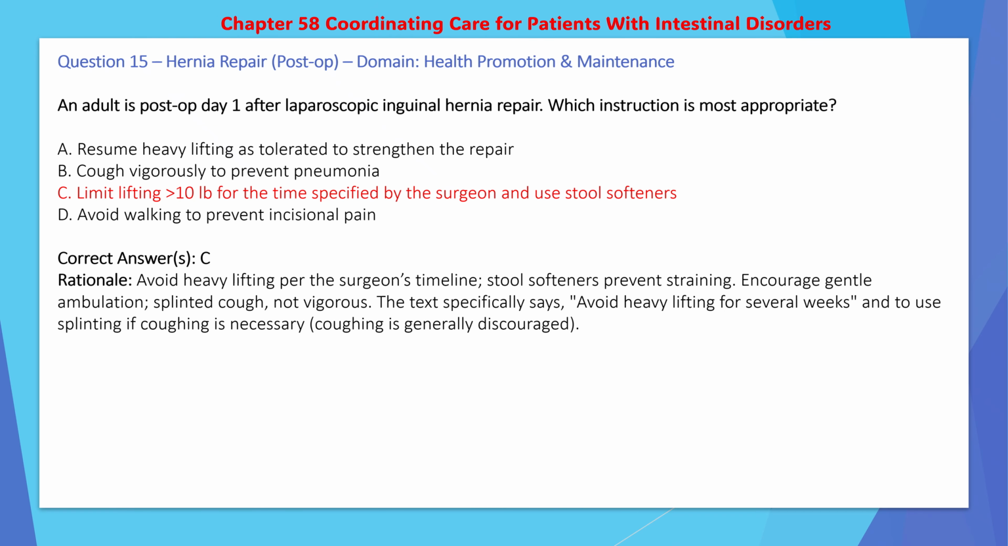Encourage gentle ambulation, splinted cough, not vigorous. The text specifically says avoid heavy lifting for several weeks, and to use splinting if coughing is necessary. Coughing is generally discouraged here.